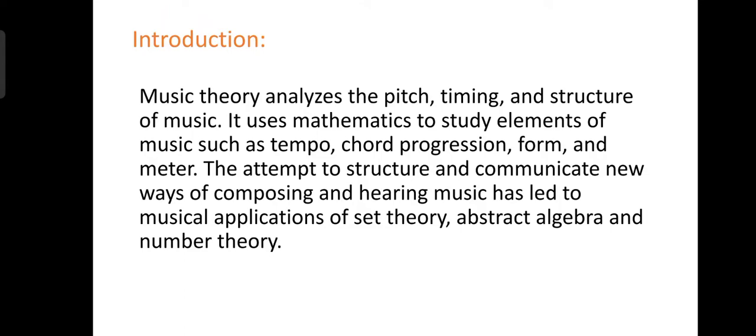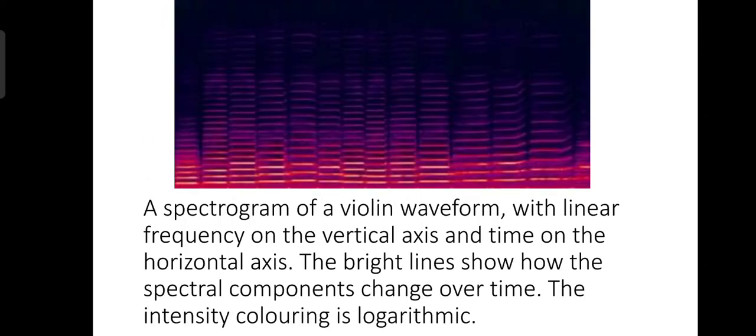The attempt to structure and communicate new ways of composing and hearing music has led to musical applications of set theory, abstract algebra, and number theory. Observe the diagram. In the diagram there are bright lines. Those bright lines show the spectral components. A spectrogram of a violin waveform with linear frequency on the vertical axis and time on the horizontal axis. The bright lines show how the spectral components change over time. The intensity coloring is algorithmic.